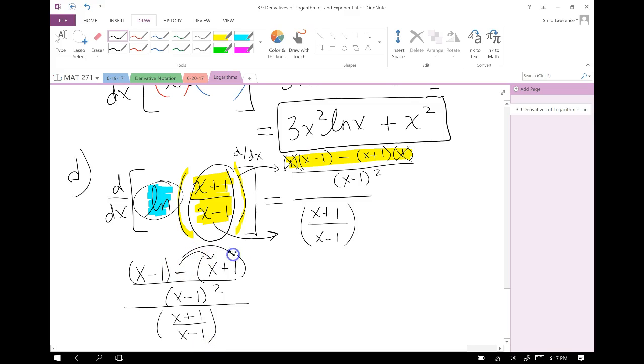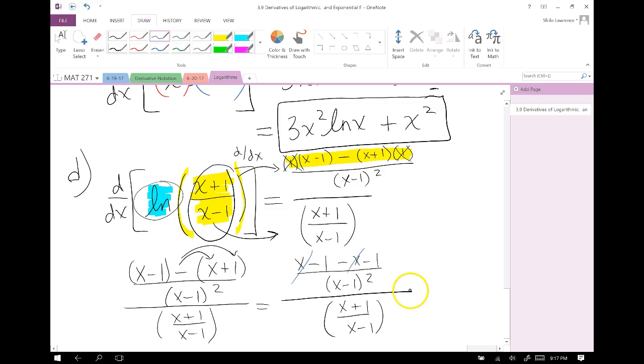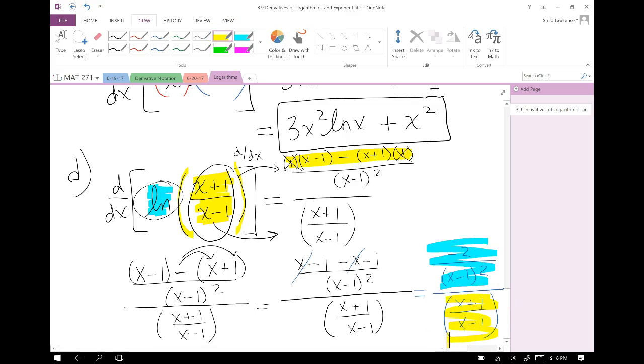And now I can distribute that minus and see if I can combine some like terms there. Leave everything else alone. So this is x minus 1 minus x minus 1 over x minus 1 squared all over x plus 1 over x minus 1. Now those x's are going to cancel. And we really just have a negative 2 up there. So the top is written pretty simple now. And the bottom really, there's not much you can do to simplify it.